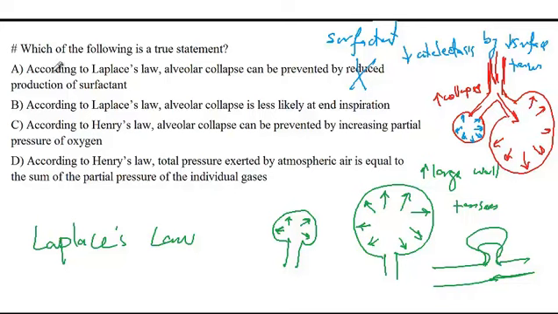Choice B, so choice A is out of the question. Choice B: according to Laplace law, alveolar collapse is less likely at end respiration. So what happens at end respiration? At end respiration, our lungs have expanded, as a consequence of which the volume of all the alveoli has expanded. And so yes, that's correct. Alveolar collapse is less likely at end respiration because now alveoli have a larger radius.